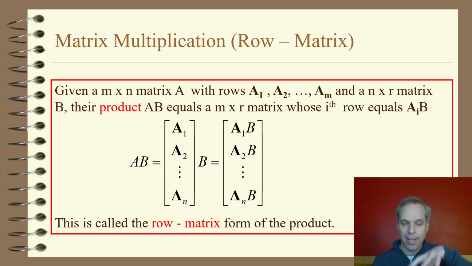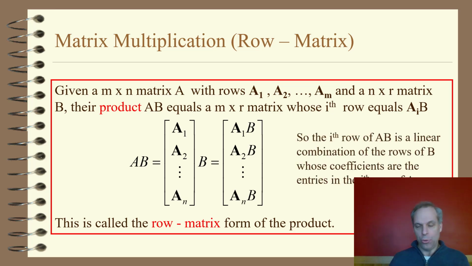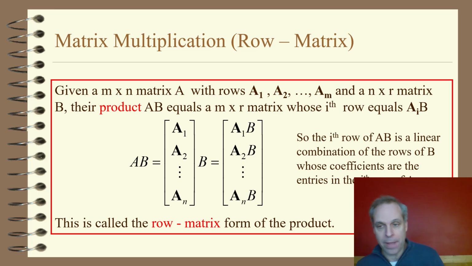So it says that you can distribute B from the right into a matrix of row vectors, and that is notationally the right way to write down the resulting product. So that's kind of cool that that's true. I think, though, that you should remember that the ith row of AB is therefore a linear combination of the rows of B, whose coefficients are the entries of the ith row of A. So the product is a bunch of row vectors that are all linear combinations of the rows of B.